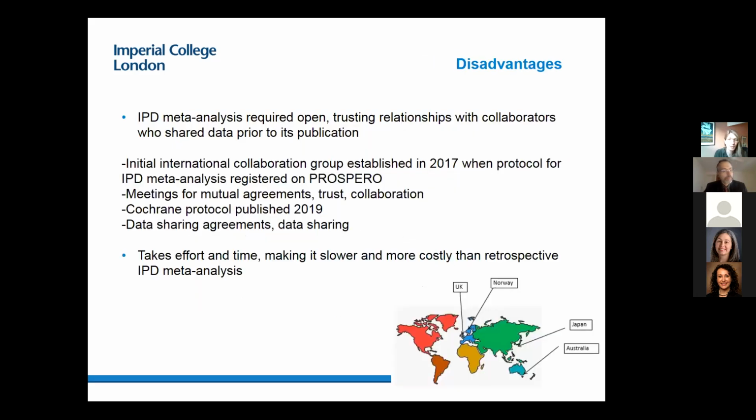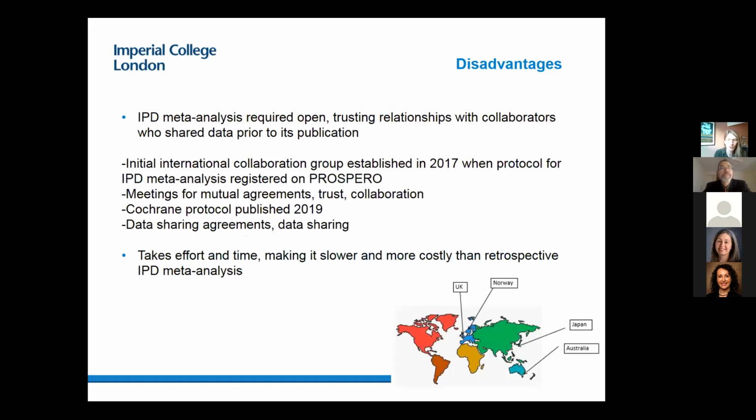Now, this increased certainty of evidence was not without costs. So the IPD meta-analysis was only achievable because of open, trusting relationships with collaborators, including those who shared their data prior to its original publication, as it was also a prospectively planned IPD meta-analysis. Now, the International Collaboration Group for the project was established in 2017, and the project required meetings for mutual agreements and to build that trust.